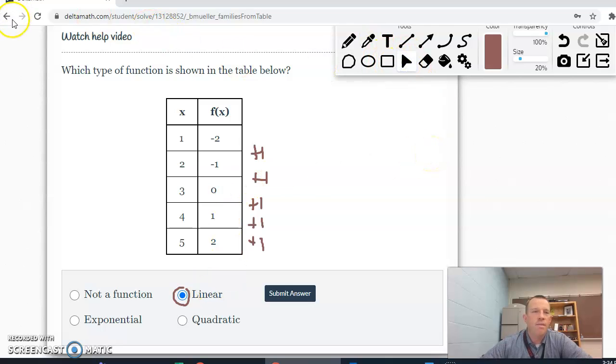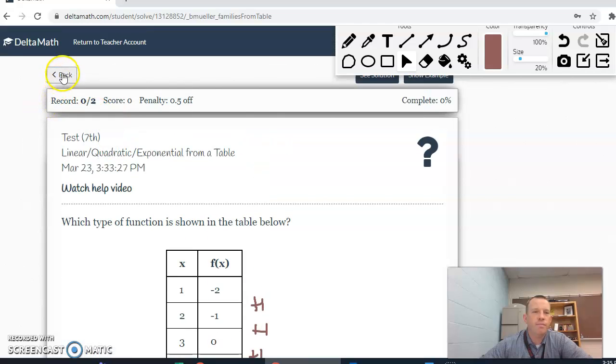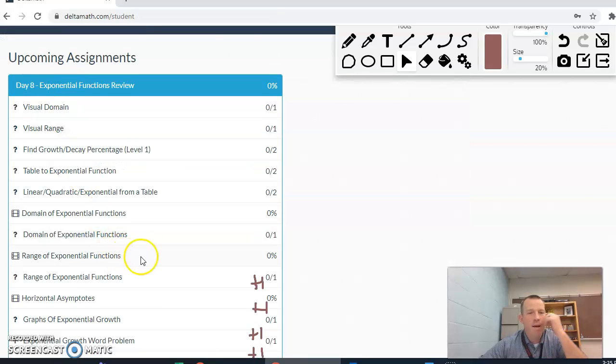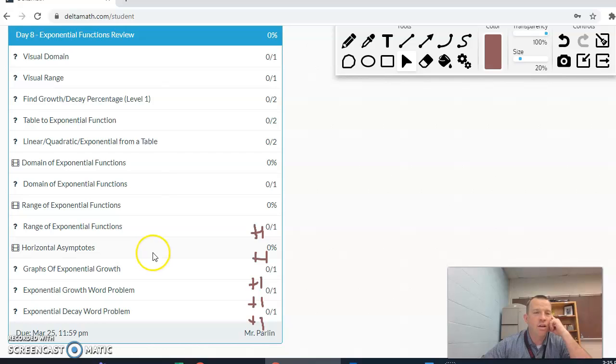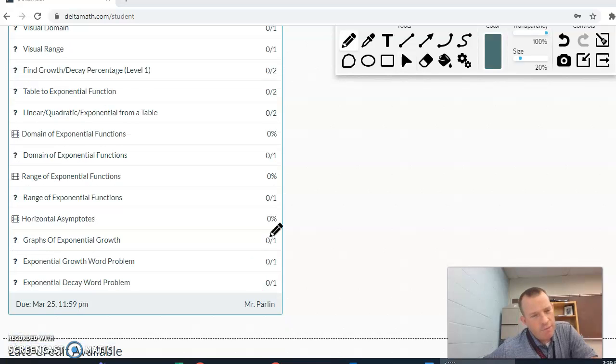All right, so that's how that works. It's either going to be linear, quadratic, or exponential, okay? So if you have trouble determining if it's linear, quadratic, or exponential, I'll post some notes, kind of a note page, to the Day 8 module that will show that, okay? But let's move on to the next type of question.